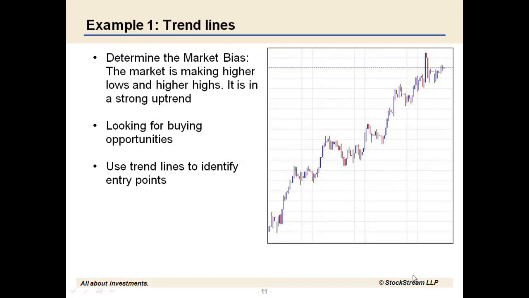Now, let us look at an example to demonstrate the use of trend lines. The first step before entering a trade is to determine the market bias. By looking at the chart here, we can clearly see that the currency pair is making a series of higher lows. Thus, the pair is in an uptrend. We should be looking at buying opportunities. The last step involves using trend lines to determine a trading strategy. This trading strategy should give us an entry, stop, and limit.